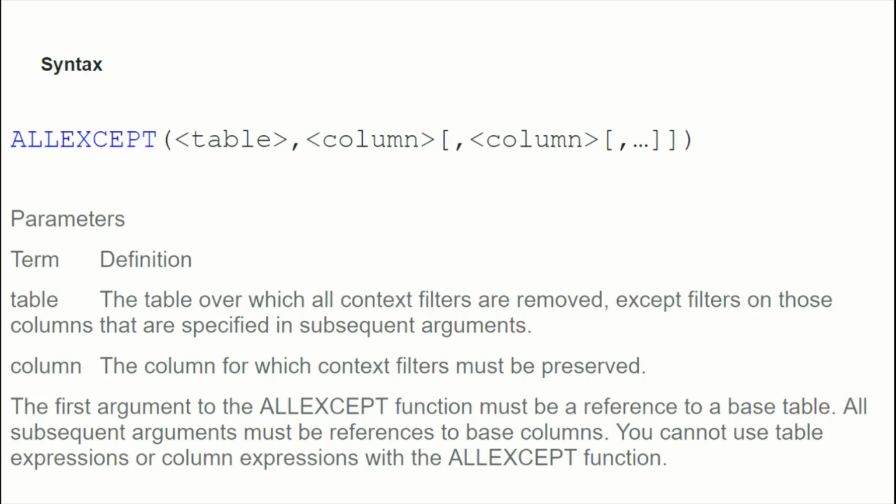ALLEXCEPT, table, column, etc. Table is the table over which all context filters are removed, except filters on those columns that are specified in the subsequent arguments. The column is the one for which context filters must be preserved. The first argument to the ALLEXCEPT function must be a reference to this table. All subsequent arguments must be references to base columns. You cannot use table expressions or column expressions with the ALLEXCEPT function.